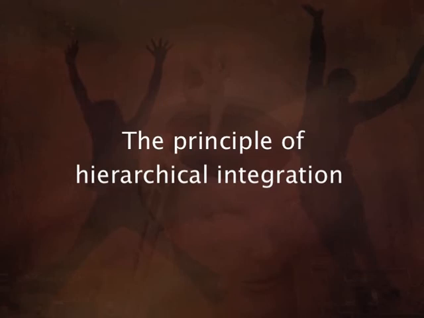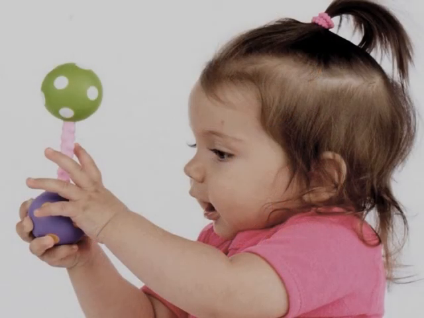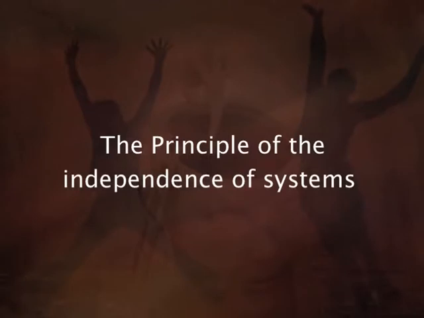The third principle is the principle of hierarchical integration. It states that simple skills develop separately and later these simple skills integrate into more complex ones. For example, grasping objects in the hand can be mastered once the child learns how to control his or her finger movements. The fourth principle is the principle of the independence of systems.